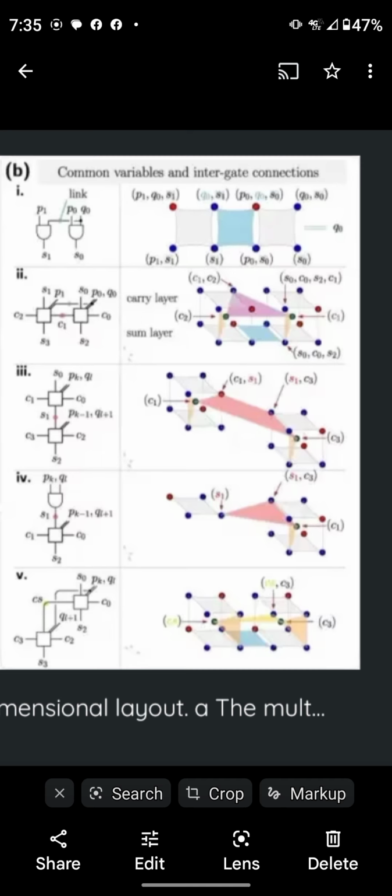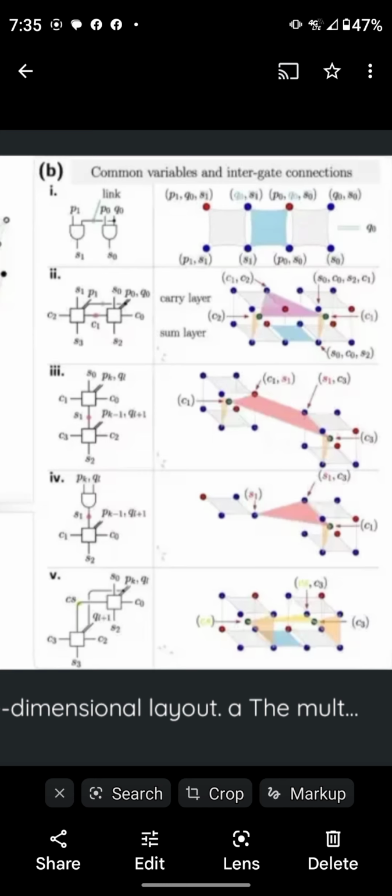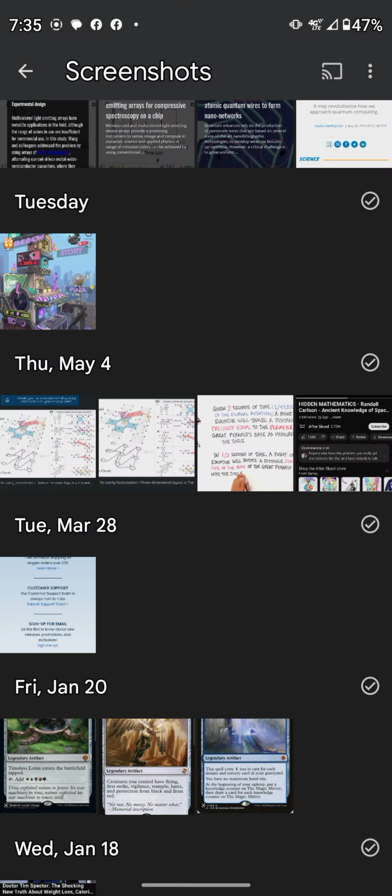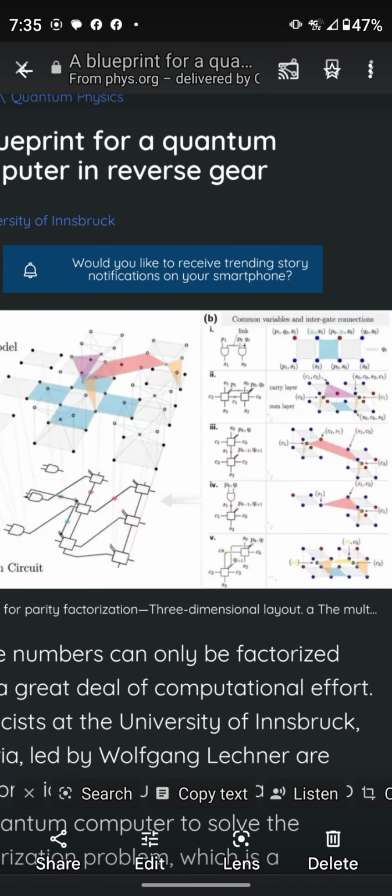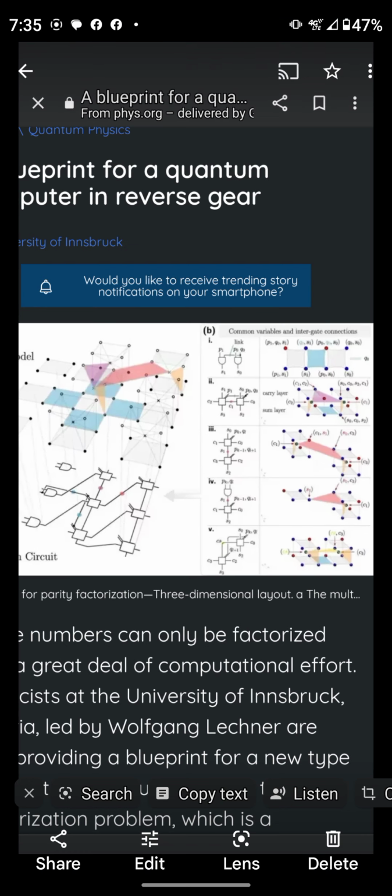This was definitely something cool that the company showed. I forgot what company it was, but here is basically the entire layout. It's hard to see some of these. If you go to the actual paper, you'll probably see it better. It's the University of Innsbruck, so just go to their website and look for "Blueprint for quantum logic computer in reverse gear" or whatever.